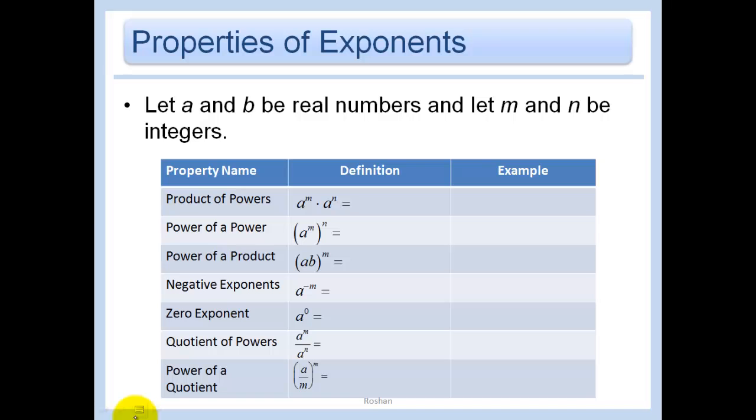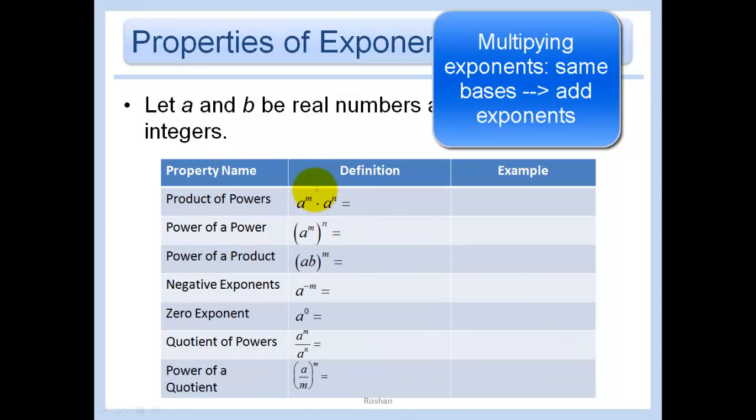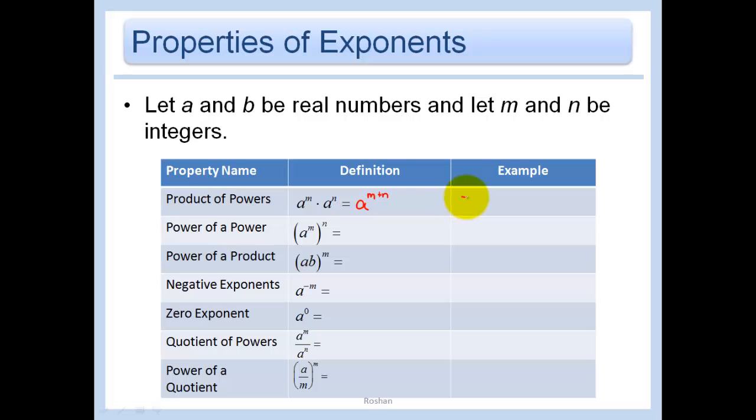Here we'll let a and b be real numbers and m and n will be integers. So remember, integers can be positive or negative, but they're not fractions. And so if we do the product of powers, that says if we have the same bases, then we add the exponents. So same bases, add the exponents. An example of that would be 5 to the third times 5 to the negative 1 power. Same bases, so you add the exponents. 5 squared, which is 25.